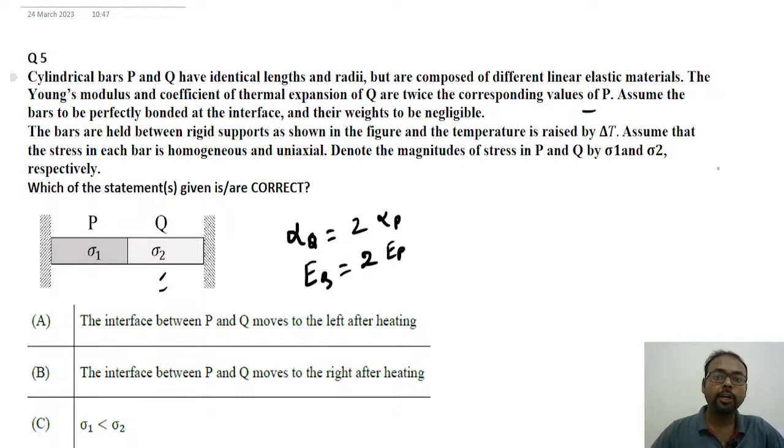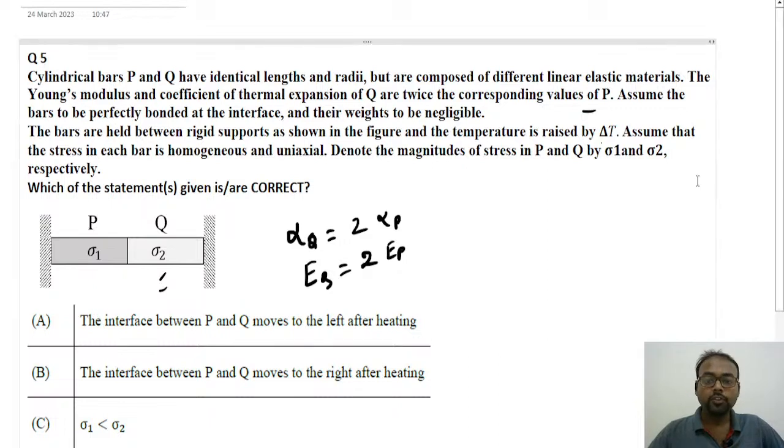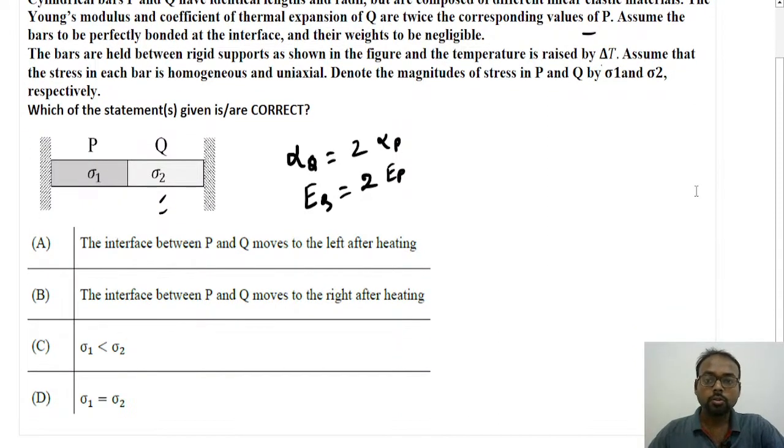Assume the bars to be perfectly bonded at the interface and their weights to be negligible. The bars are held between rigid supports as shown in the figure and the temperature is raised by delta T. Assume that the stress in each bar is homogeneous and uniaxial. Denote the magnitude of stress in P and Q by sigma 1 and sigma 2 respectively. We have to find which of the given statements is right. First of all, we have these two conditions, alpha q equal to 2 alpha p, and E q equal to 2 E p, which we will use to find our relations.